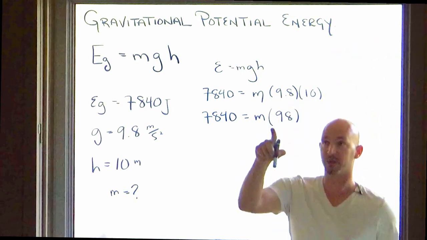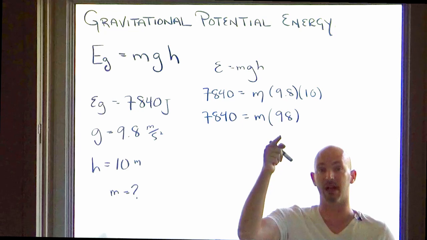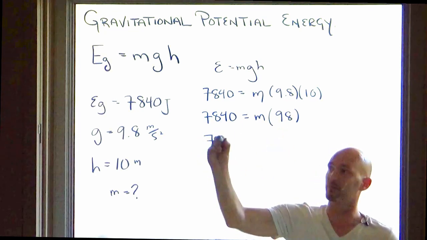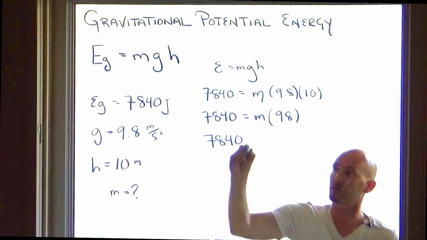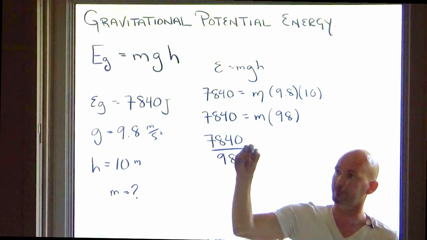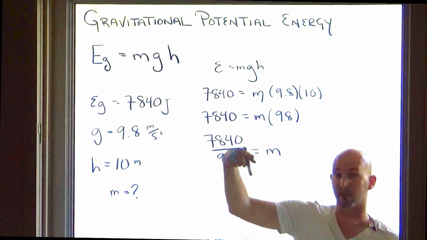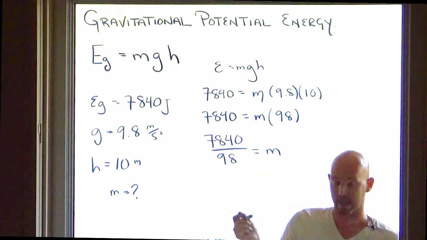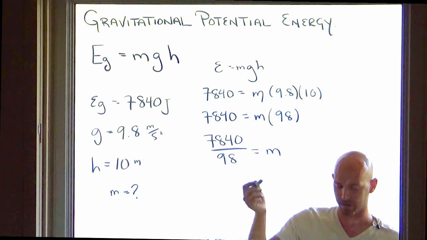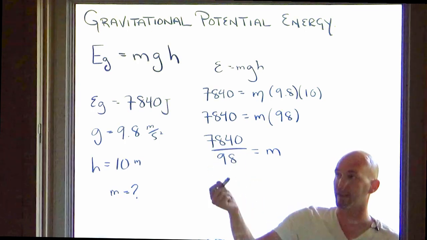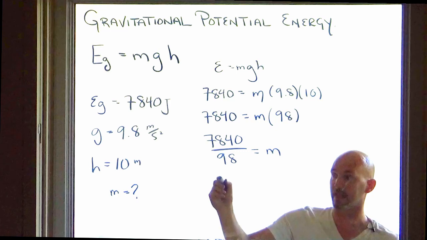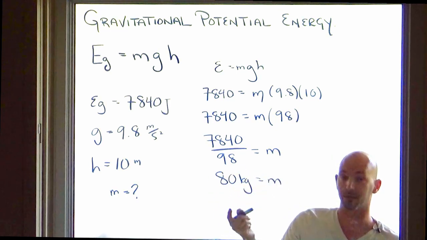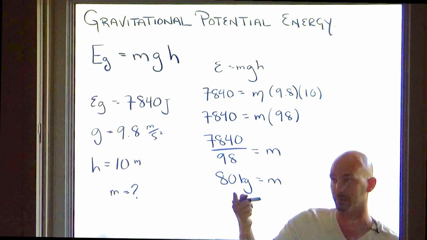And now that I'm done with all the arithmetic, I'm going to have to use some algebra in order to get this 98 over to this side. So I will divide both sides by 98. So whatever this fraction is, that is how much mass I can throw that 10 meters up in the air. And again, through the magic of having everything pre-prepared, I know that 7,840 divided by 98 happens to be 80 kilograms. So, forget throwing pumpkins, now we're throwing full-grown people.